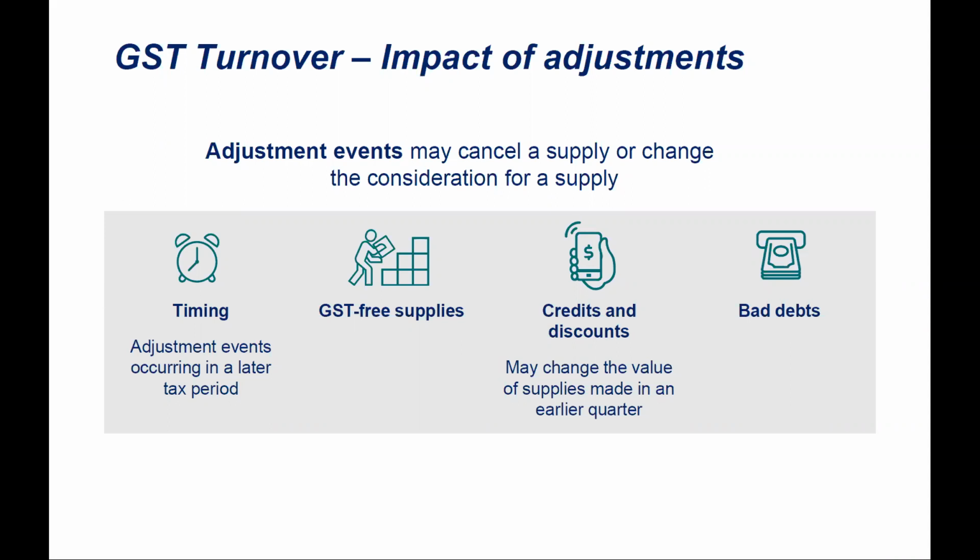So in the example before, if the supplier wrote off $550 instead of offering a discount, the value of the original supply for the purposes of determining GST turnover decline still remains at $500. So it's just important to keep note of.